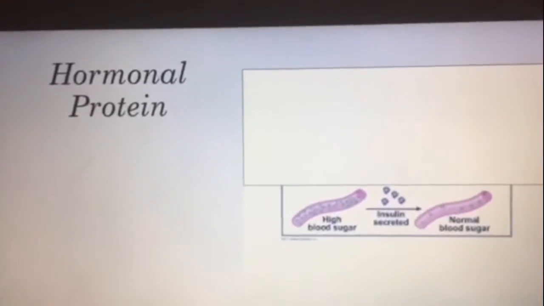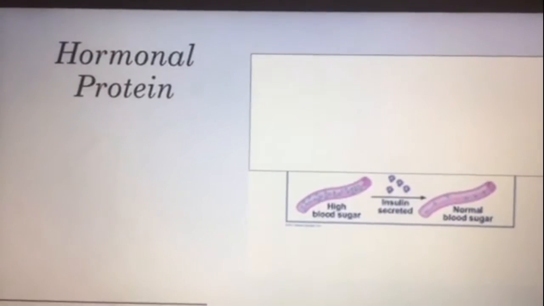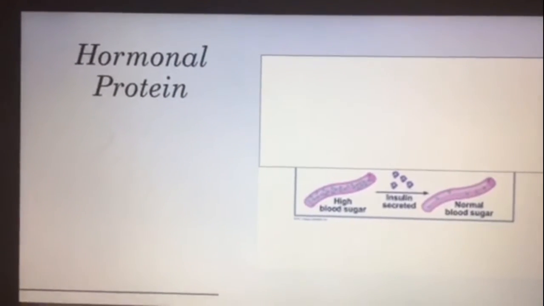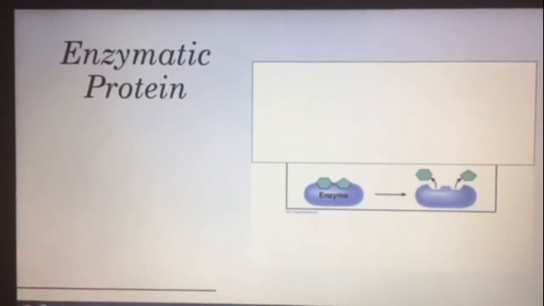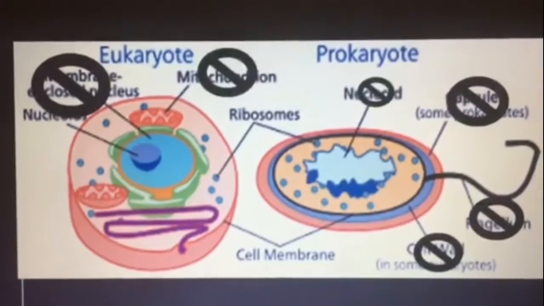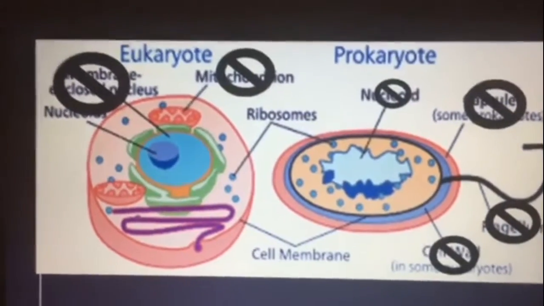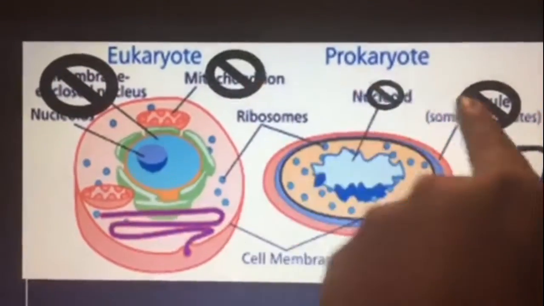So, ladies and gentlemen, we just went through three main proteins. The hormonal protein is one, the storage protein two, and the enzyme protein. And we talked about three main similarities between the eukaryote and the prokaryote.